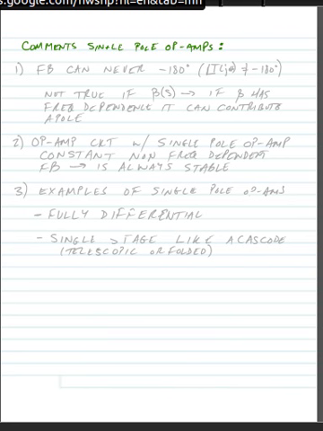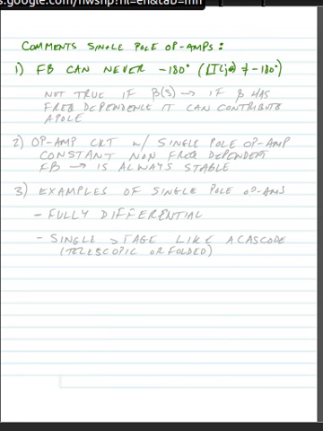But the comment we'll make about a single pole op amp is, first, the feedback can never reach minus 180 degrees. In other words, what we're saying is the angle of our loop gain function, T of j omega, can never be equal to minus 180 degrees. And what this means is that our system is always stable. We don't ever have to worry about positive feedback in this system.